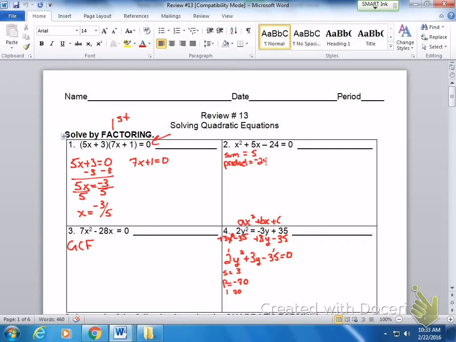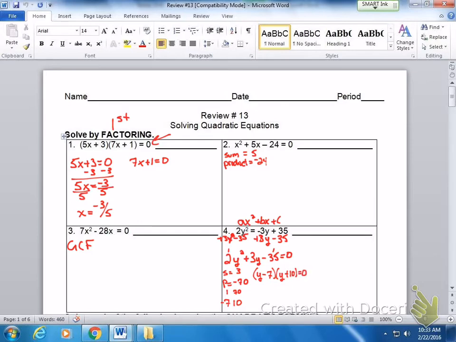5 and 14 won't work. Then we come to 7 and 10. 7 and 10 look like they're an option, but one of them has to be negative. If I make negative 7 plus 10 would give me the 3. So now I can open up my parentheses. I'm going to have a y minus 7 times y plus 10 equals 0.